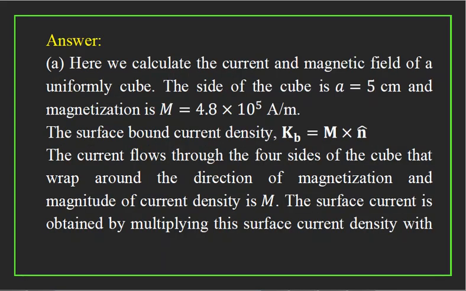Here we calculate the current and magnetic field of a uniformly magnetized cube. The side of the cube is 5 centimeter and magnetization is 4.8 into 10 raised to 5 ampere per meter. The surface bound current density is Kb equal to m cross n cap, and volume bound current density Jb will be equal to 0 because it is del cross m, and m is uniform here. So there is only surface bound current density. Now the current flows through the four sides as m cross n cap. It will be perpendicular to both the m and the n cap.